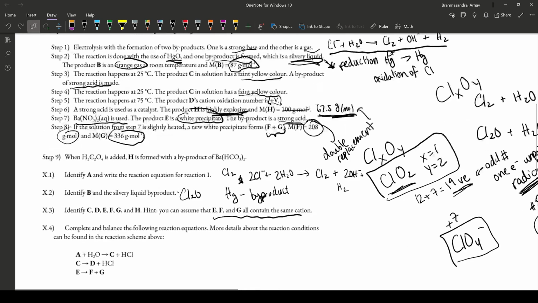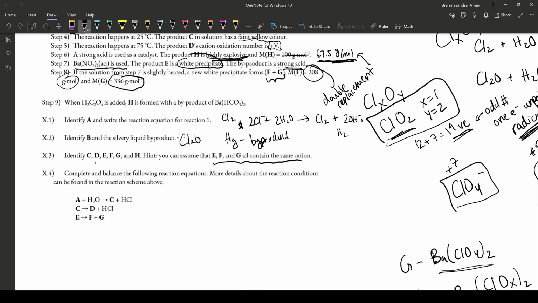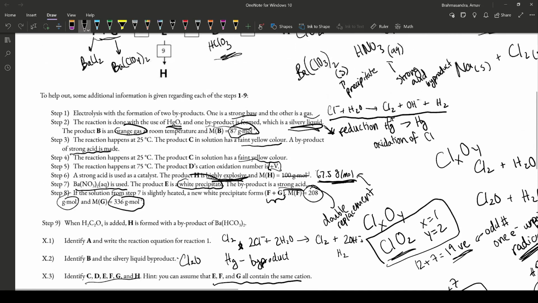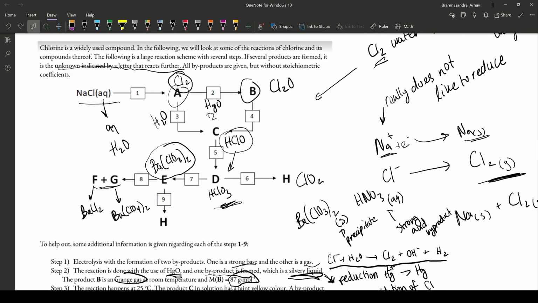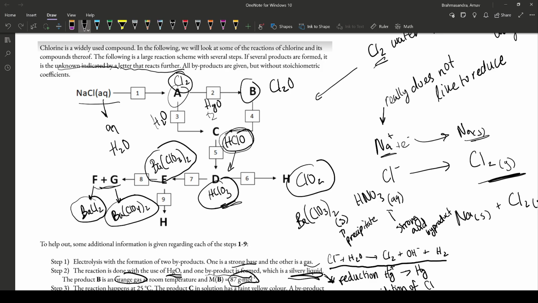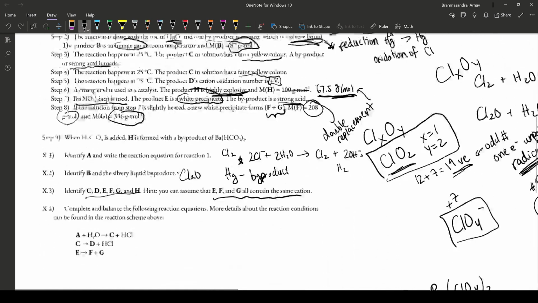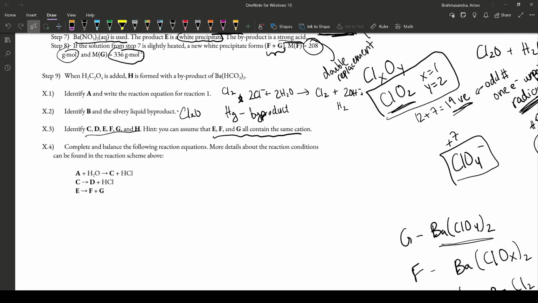So now let's go to the last part of this question. We've solved for all of C, D, E, F, G, and H. Just to go through all of it, C is our HClO, D is our HClO3, H is our ClO2, E is our Ba(ClO3)2, G is our barium perchlorate, and F is BaCl2. So we have all of our compounds now, and we can look at our last question.